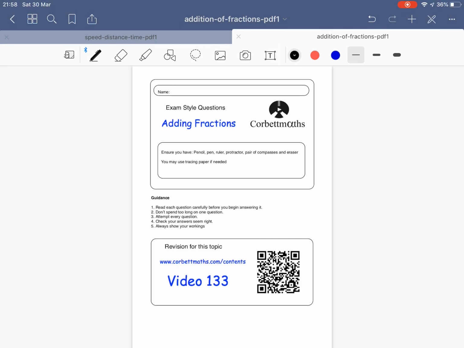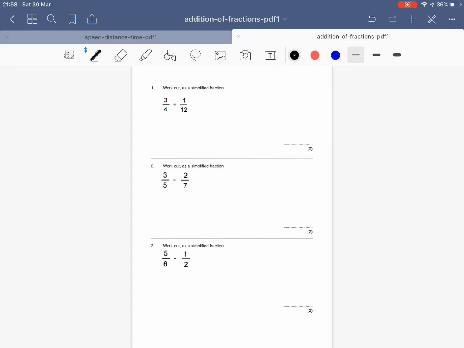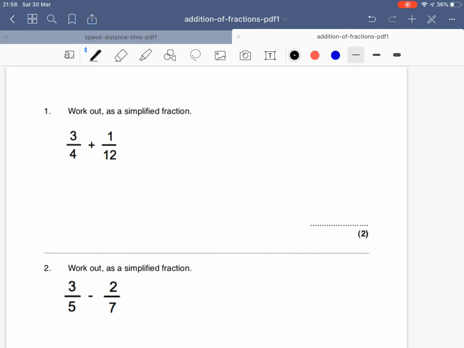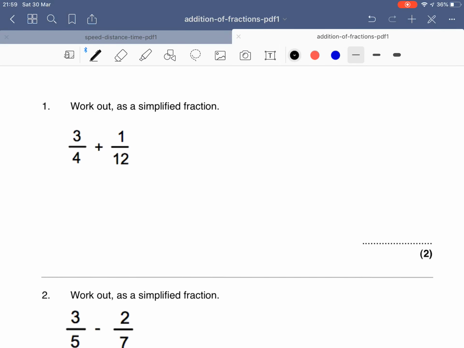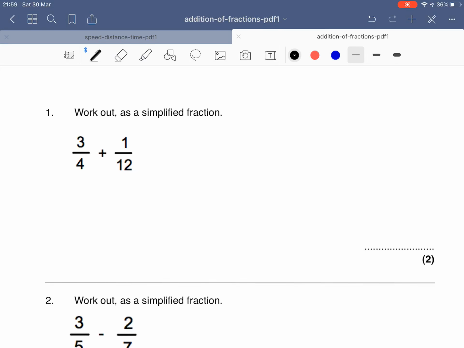This is a Revise With Me video on adding and subtracting fractions. When you're adding and subtracting fractions, the denominators need to be the same. So the bottom numbers need to be the same. So in my first example, I've got 4 and 12 as my denominators.